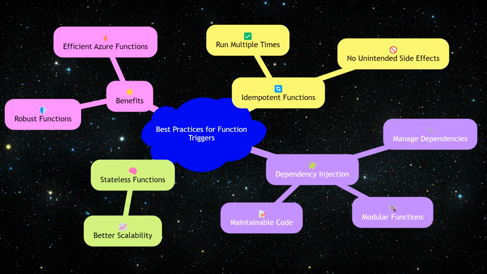To get the most out of function triggers, it's important to follow best practices. This includes designing functions to be idempotent, meaning they can be run multiple times without causing unintended side effects. Additionally, ensure that your functions are stateless, as this allows them to scale more effectively. Use dependency injection to manage dependencies and keep your functions modular and maintainable. Following these best practices helps create robust and efficient Azure functions.